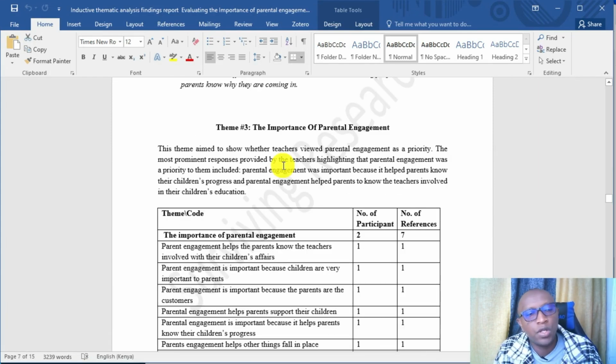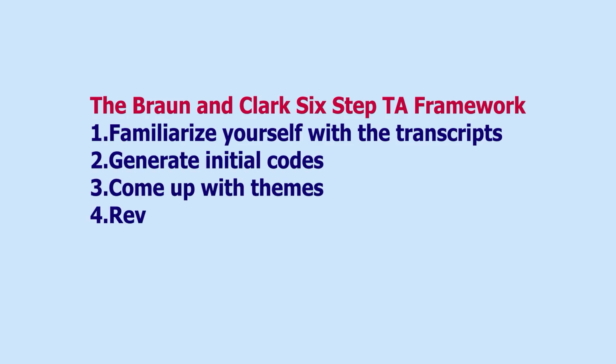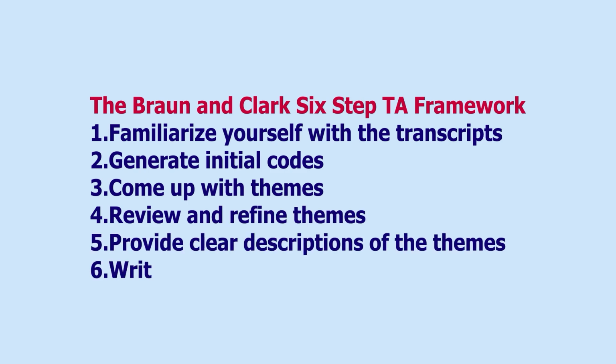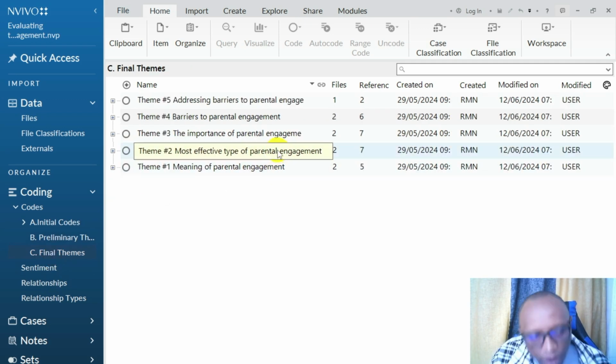This is a short video that shows you in depth how to conduct inductive thematic analysis, such as the Braun and Clarke 6-step framework for thematic analysis, where you familiarize with the data, generate initial code, generate initial themes, review and refine themes, define and name themes, and finally write the findings report like this. Basically, this is the complete work. You can see I have so many codes, I have so many preliminary themes, and at least 5 main themes.